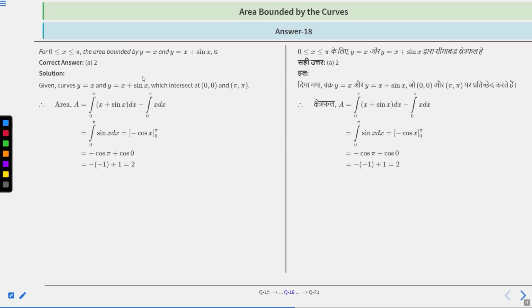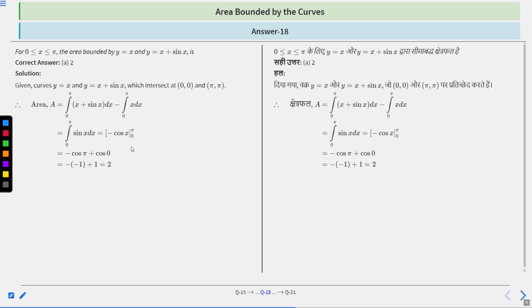Okay, let's move to the solution part. The given curves are y equal to x and y equal to x plus sin x. Now these curves are intersecting at points (0, 0) and (pi, pi). Therefore, area will be integral from 0 to pi of (x plus sin x) dx minus integral from 0 to pi of x dx. And you will add x and minus x will cancel out. Therefore, it will be equal to integration from 0 to pi of sin x dx.